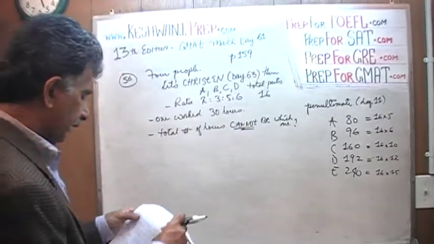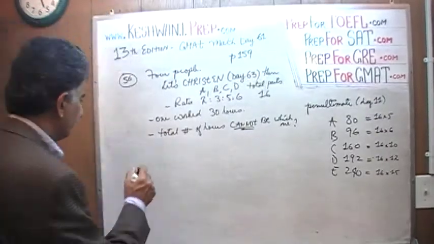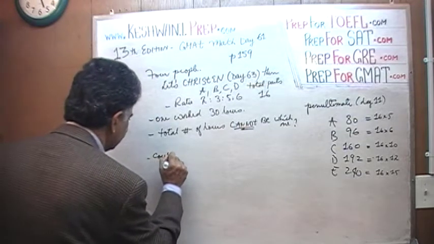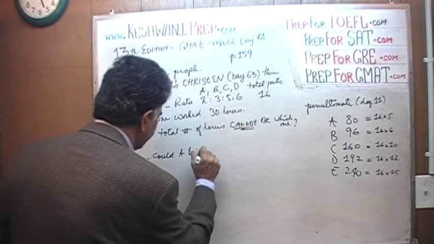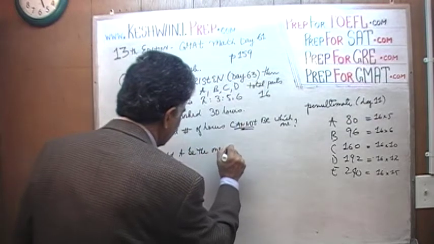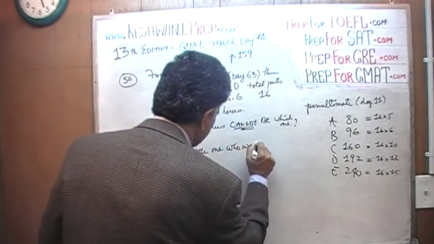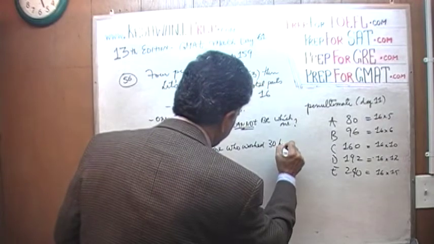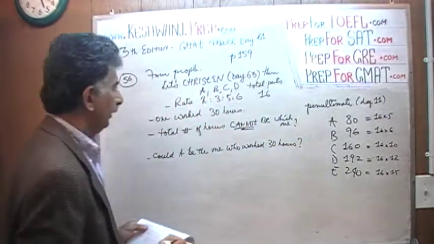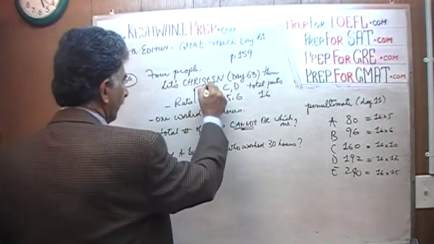Question is, could A be the one who worked 30 hours? Well, A is 2 parts.